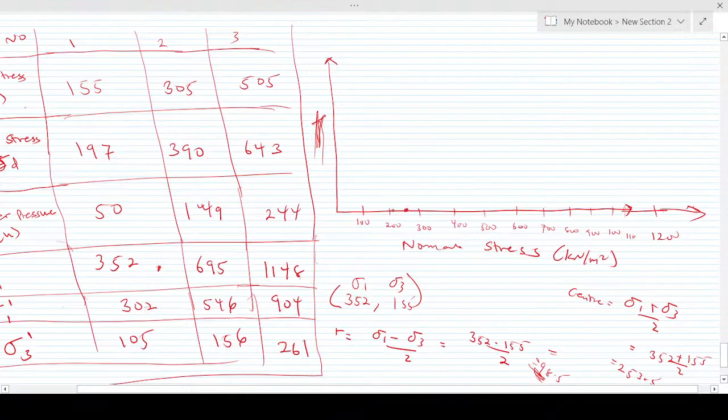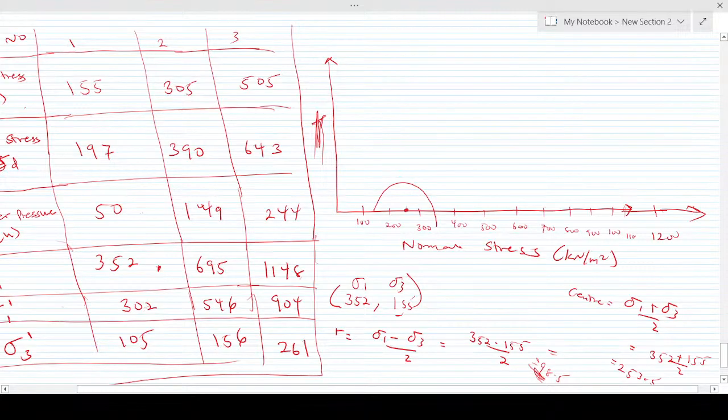Then you can draw an arc. So you stand here, open a radius of that, then you can now draw an arc. When I stand here and draw an arc, you realize that the arc will pass through the 155, which is sigma 3, and also the 352. So that arc will simply be somewhere here. Let's do something like this for the first one. Then you go ahead and do it for the second one.